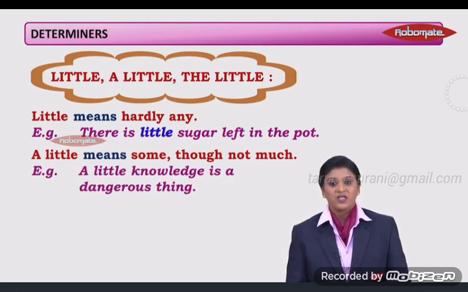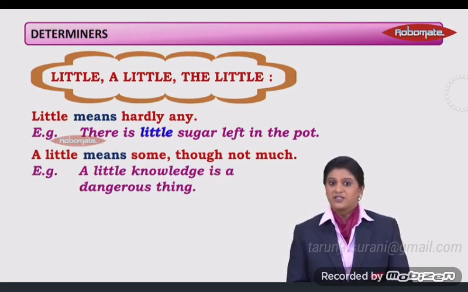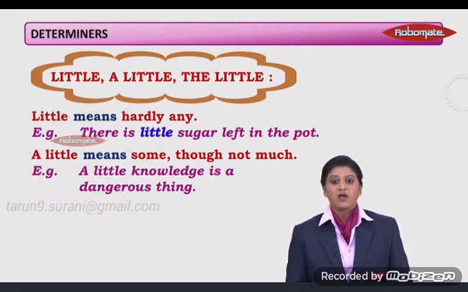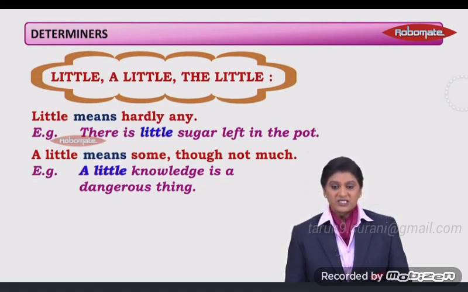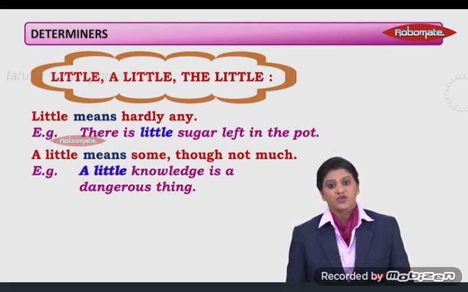Okay, but if I take the next example, a little means some, though not much. For example, a little knowledge is a dangerous thing. Now see, what is the noun that we need to consider? Yes, knowledge. And a little knowledge is the determiner that we have before knowledge, and it simply can be interpreted as some, though not much. That means the person has some knowledge, but he does not have much of it.